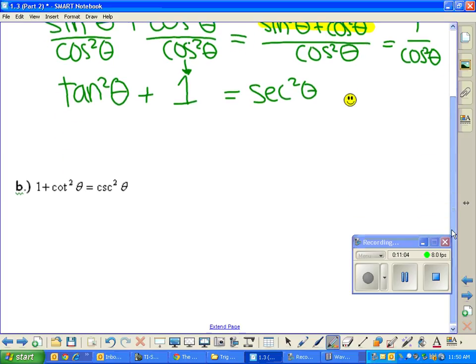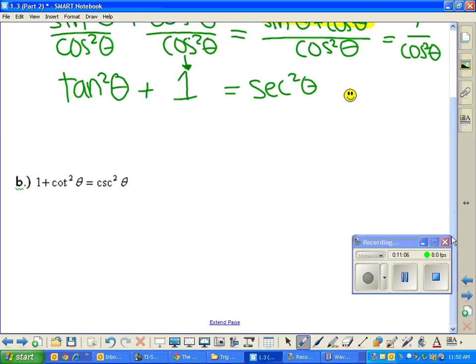So I want you to take a moment on your own to try B. You're going to start the same way we started. It tells you to start like this. This is our starting point. And then I'd say probably get cotangent squared theta involved somehow. We got tangent squared theta involved. Use the same steps. It's just going to be a little bit different in terms of what trig ratios and identities you use. But it's going to be the same process to deduce how we get to 1 plus cotangent squared theta equals cosecant squared theta.